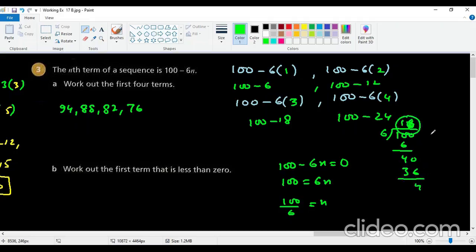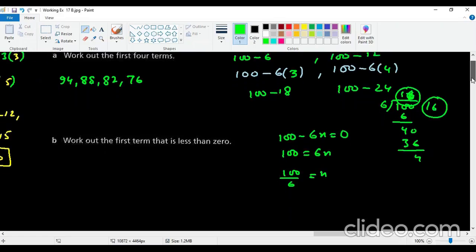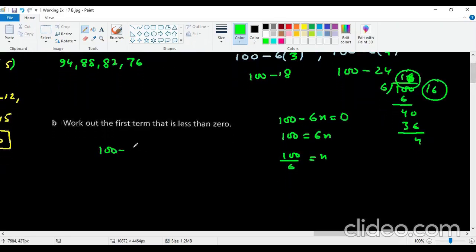Let's see, I am going to take 17. That means 100 minus 6 times 17. So 6 times 17 is going to give us something like 102. So that means negative 2. Okay. So this is going to be less than 0. So negative 2 is going to be the answer. So that means 17 is going to be the answer. That means the 17th term is going to give you less than 0.